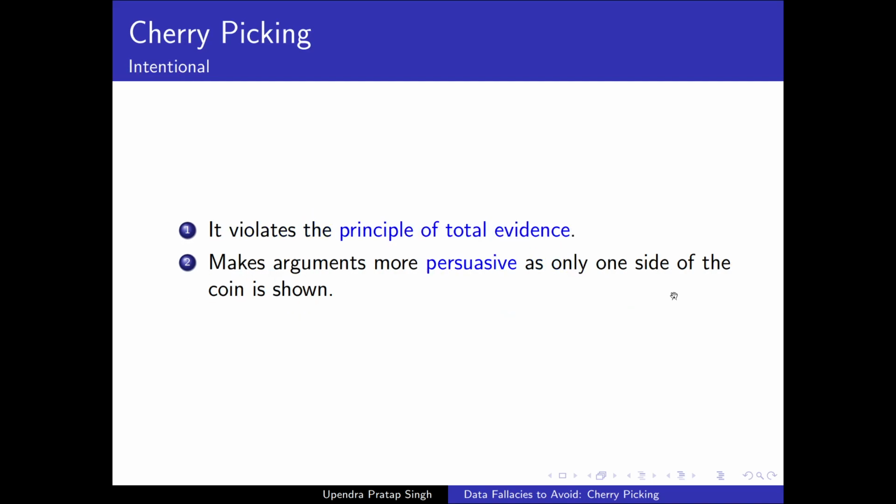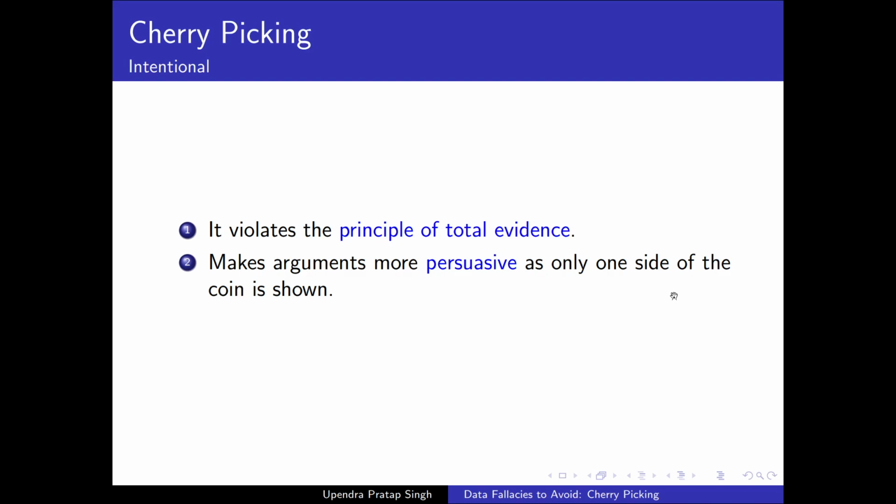Now, one thing we have to understand is we do not have to be very harsh on this topic, because cherry picking can be intentional and it can also be unintentional. We will be talking about both one by one. First of all, let us try to understand what is going to happen if the cherry picking is intentional. If it is intentional, it basically violates the principle of total evidence.